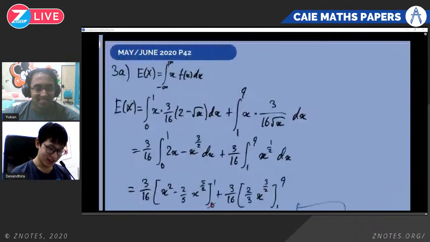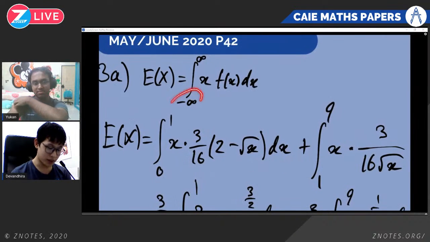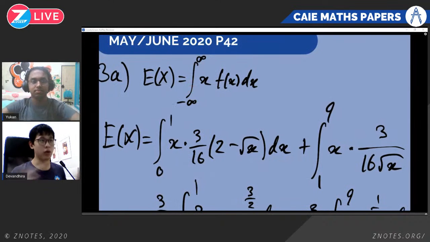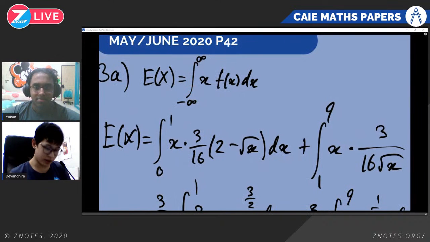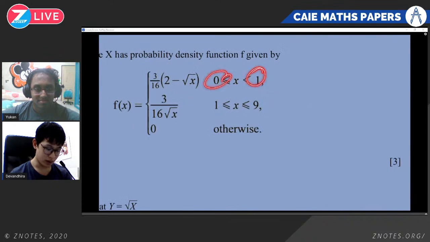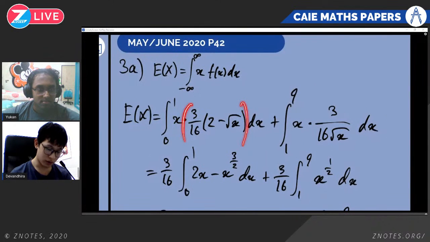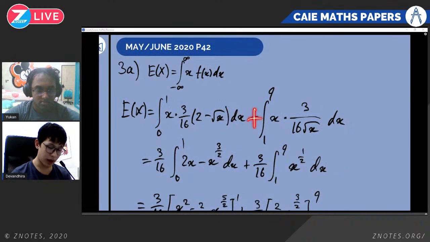So let's do that. So our E[X] is defined to be like this. Basically, minus infinity to infinity is the whole domain of our function. But in this case, our function is just from 0 to 1 and then 1 to 9. So here's my function, of course, and I multiplied by x. But since this function only occurs at 0 and 1, I put our boundaries at 0 and 1. Same thing for the other one, but we have to add it.